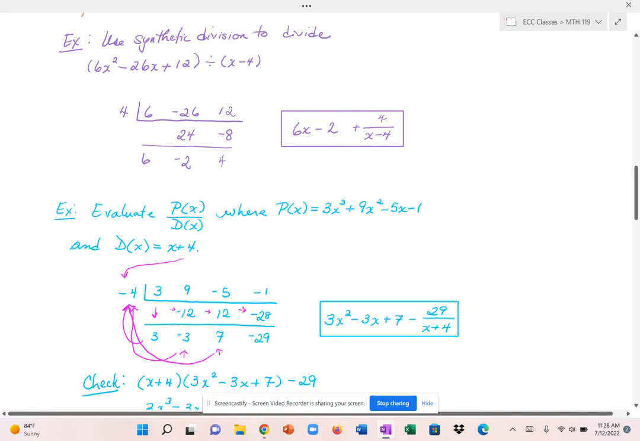So remember, my original expression here, the p of x, the dividend, is a third degree polynomial. So this one here is going to be a second degree. So that's 3x squared minus 3x plus 7. That's your quotient, minus 29 over x plus 4, your remainder.